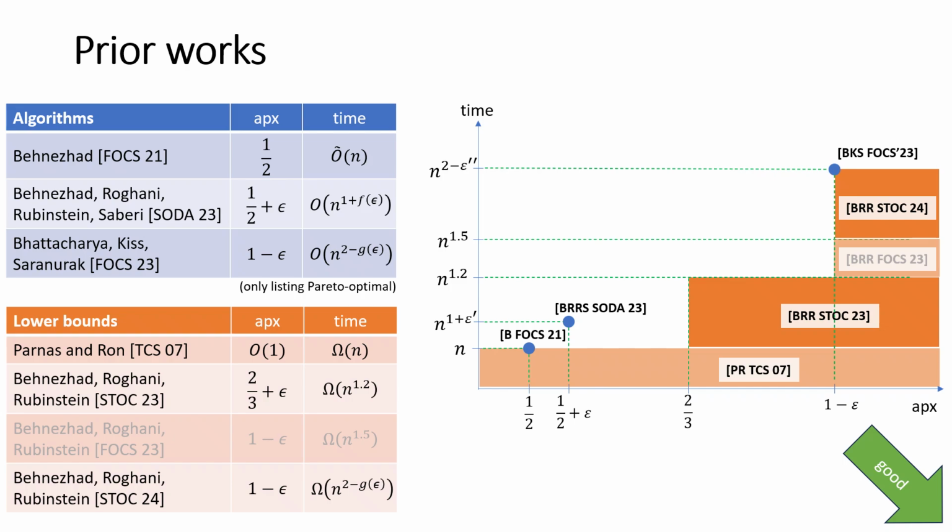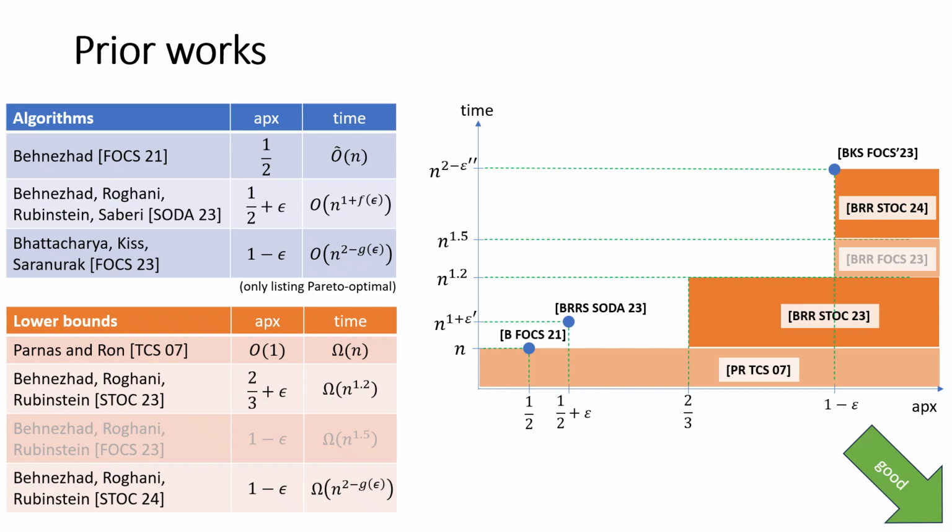This is Behnezhad, Roghani, Rubinstein, and Saberi, and Bhattacharya, Kiss, and Saranurak. On the other end of the spectrum, they show that you can slightly beat n squared time and then get almost one approximation. And that result is actually almost tight, which was shown by Behnezhad, Roghani, and Rubinstein. Indeed, you need almost n squared time to get close to one approximation. They also show that you need at least n to the 1.2 time to get a 2/3 approximation.